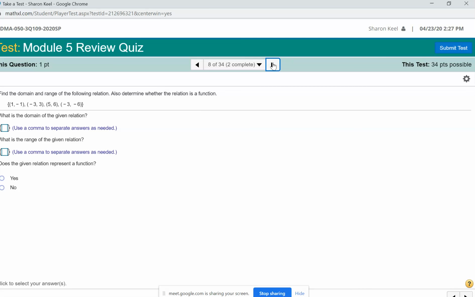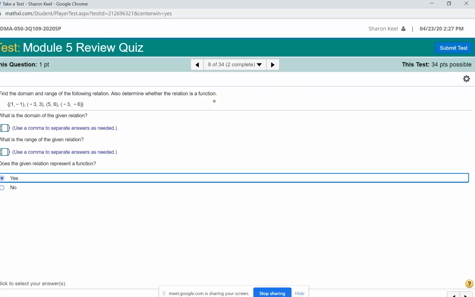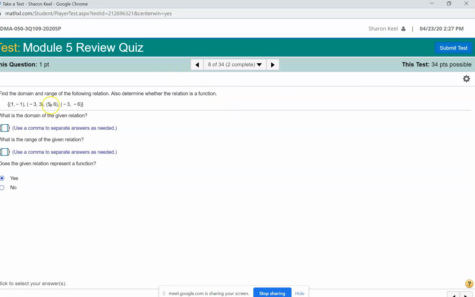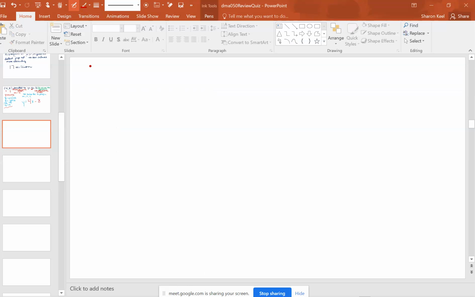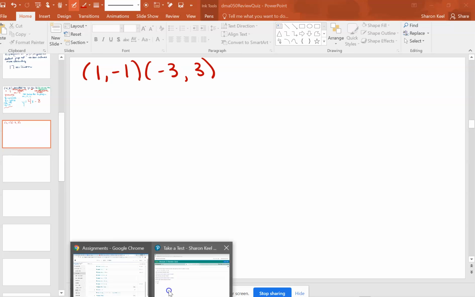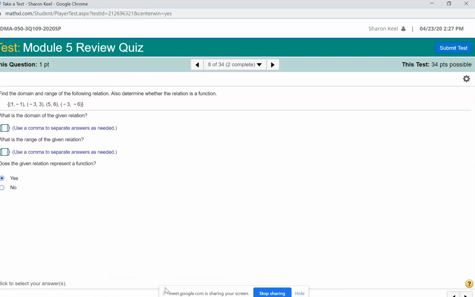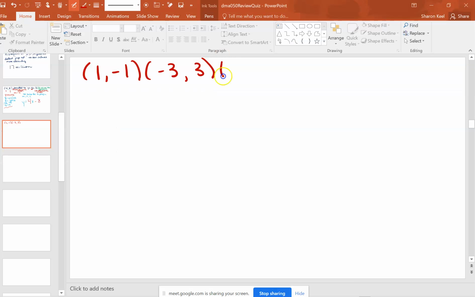Find the domain and range of the following relation. Also determine whether the relation is a function. Okay, so for this, let's see, it won't let me actually write on this screen. So let me write these ordered pairs down. We've got (1, -1) and (-3, 3). And our other 2 points are (5, 6) and (-3, -6).